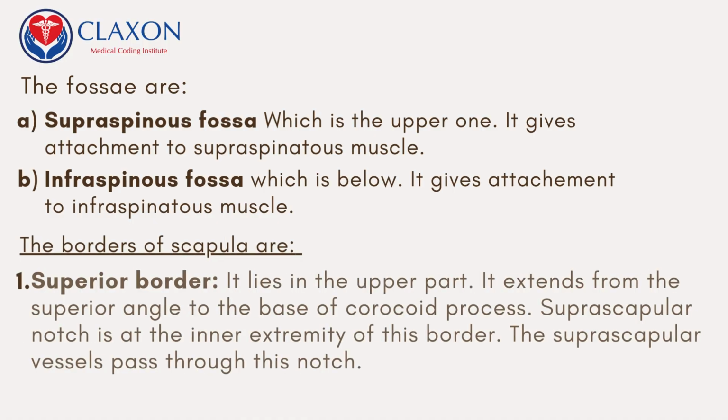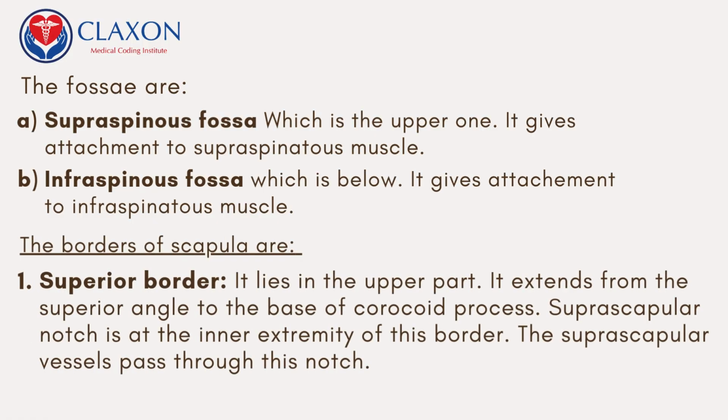The fossae are: A. Supraspinous fossa, which is the upper one. It gives attachment to supraspinatus muscle. B. Infraspinous fossa, which is below. It gives attachment to infraspinatus muscle.